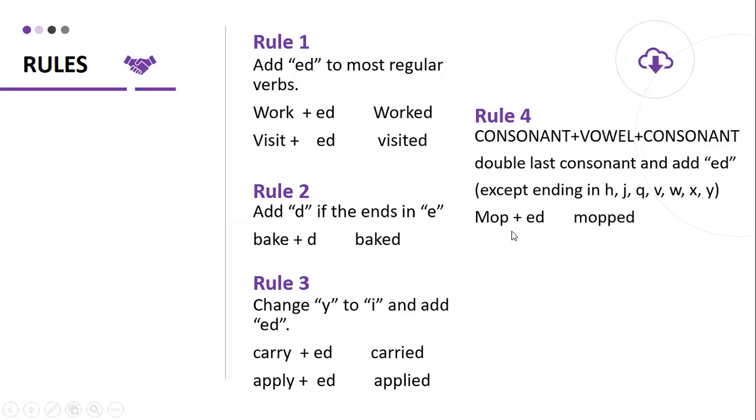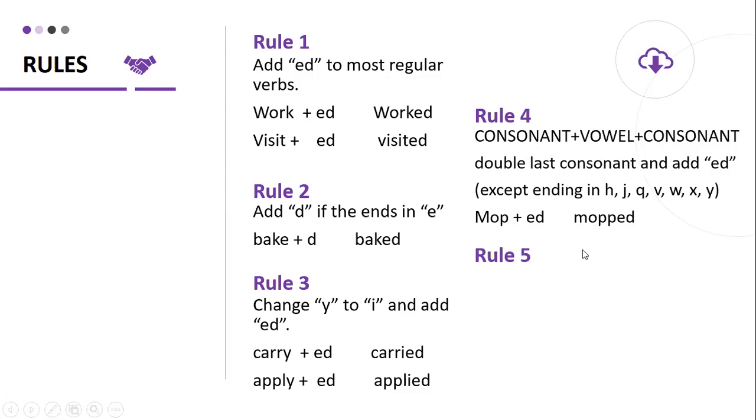Example, mop. Este no es Ministerio de Obras Públicas, no, ¿verdad? Es tapear. Mop. ¿Ok? Lo que el Barça ha hecho con el Real Madrid muchas veces, va, mop, tapear. ¿Ok? Perdón si hiero. Ok. Mop. Consonant, vowel, consonant. Okay? So what you do is double the last consonant. What is the last consonant? The P, right? So we say PP, ED. M-O-P-P-ED. Mopped.